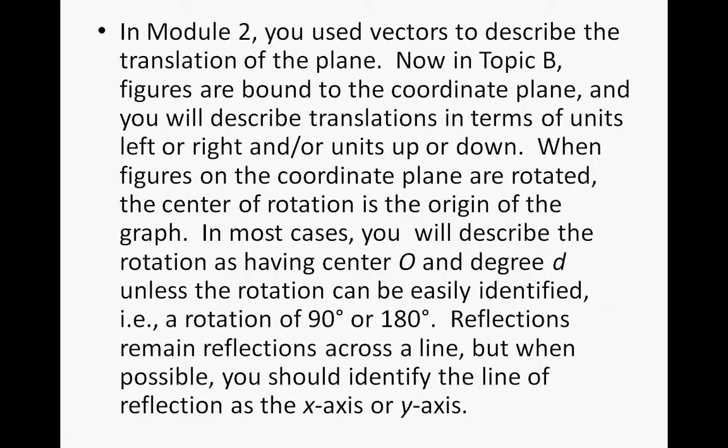Okay, we're going to start talking about our next series of topics, which is on similarity. And just some background information, to summarize what we've done in dilations. You use vectors to describe translations of the plane. That was when we talked about congruence. And so now in this second set of topics, you're going to have figures bound by the coordinate plane, and we're going to start going back to talking about translations in terms of units, either going to the right or up or down, instead of just plain old vectors.